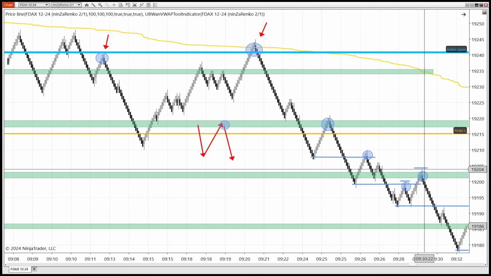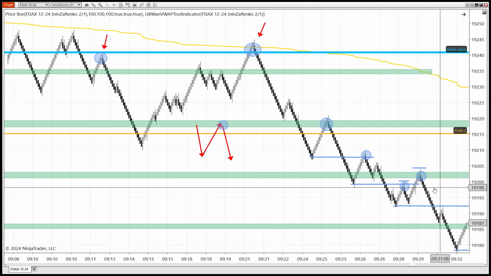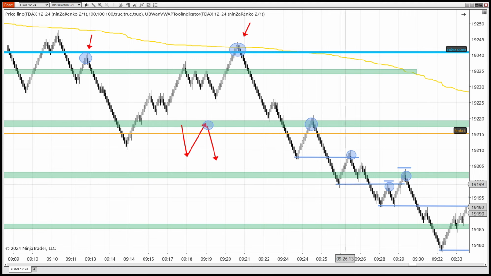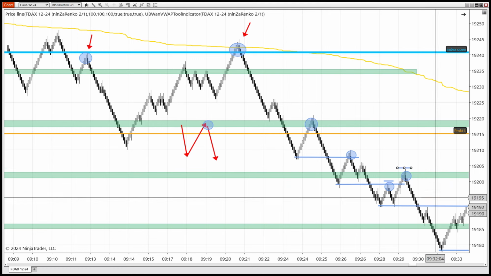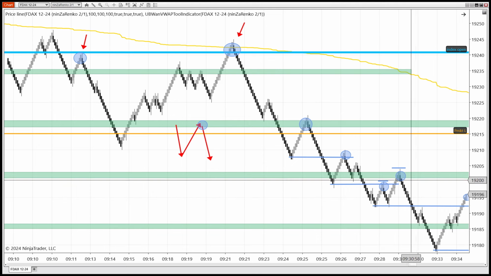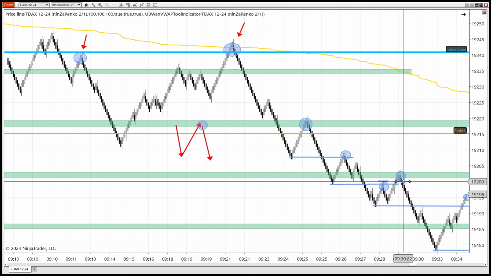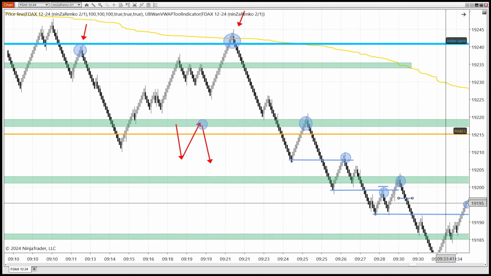Then we had another opportunity. I stayed in this trade and I added 2 contracts. I took 2 contracts here and 2 contracts here because I know there's a high probability price needs to pick up liquidity at this liquidity zone. Stop above, and we move our stop the moment this thing moves.